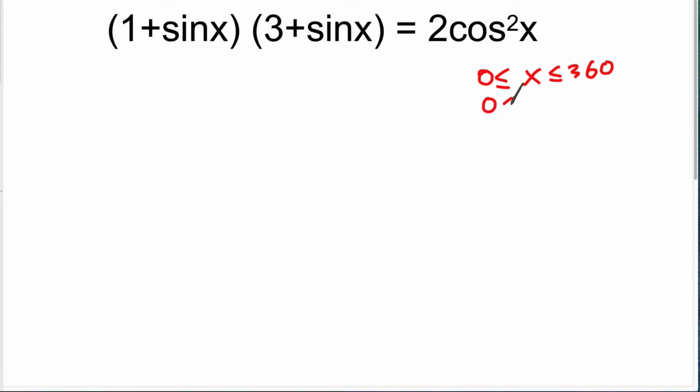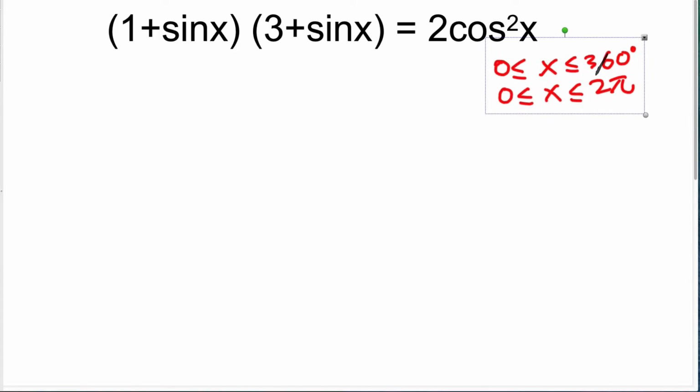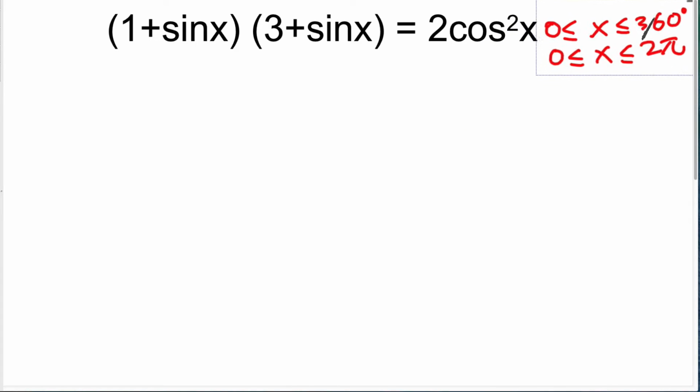or sometimes they will say between 0 and 2 pi. The difference is that this one is degrees and this one is radians, but it's the same. This question is actually quite simple, but of course you have to understand what this is. Okay, let me just put it over here. This is the range.